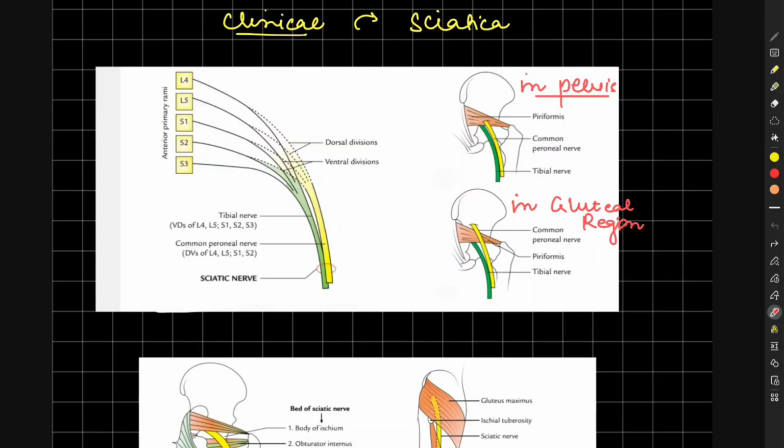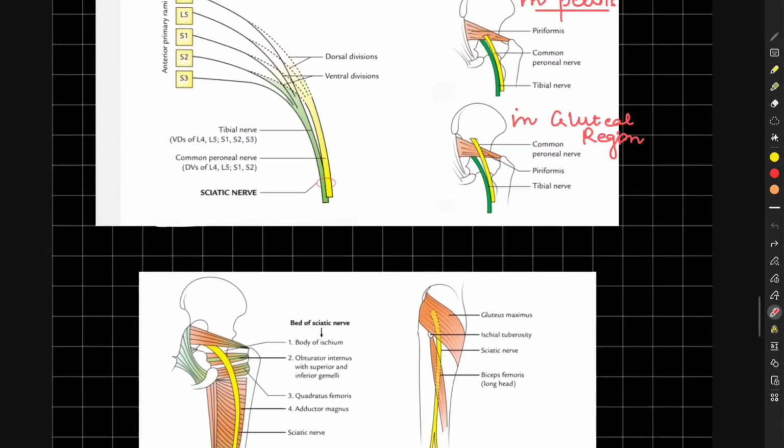In the gluteal region, the sciatic nerve enters the gluteal region through the greater sciatic foramen. You will learn that here is the greater sciatic foramen. It enters the gluteal region through the greater sciatic foramen below the piriformis. You can see that this is below the piriformis. From here is the common peroneal nerve, and from here the tibial nerve. Tibial nerve and common peroneal nerve together are known as the sciatic nerve.